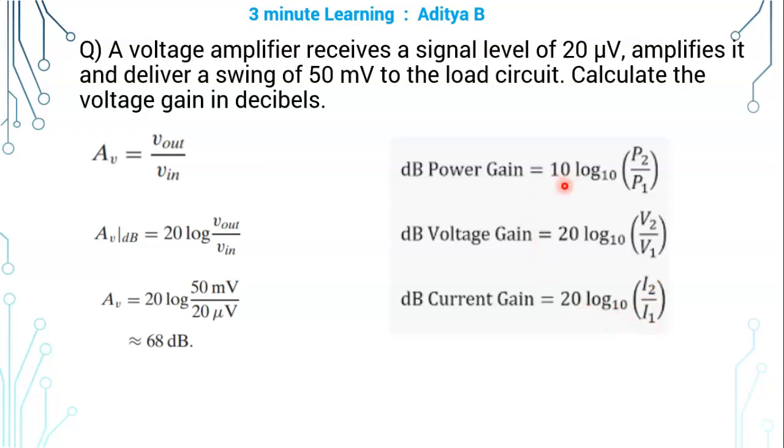But the important factor is dB power gain is 10 log P2 by P1. It is not 20 log P2 by P1. So why is this so?